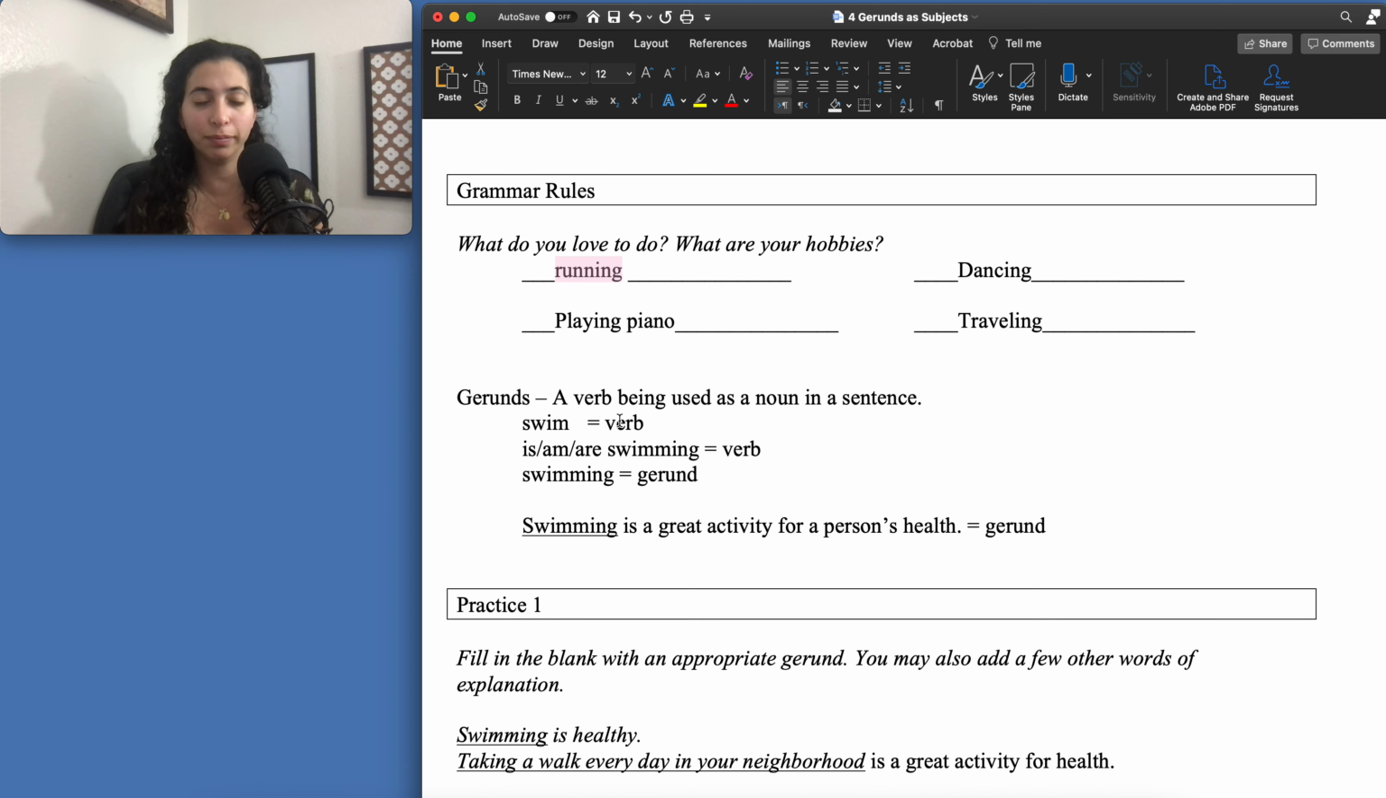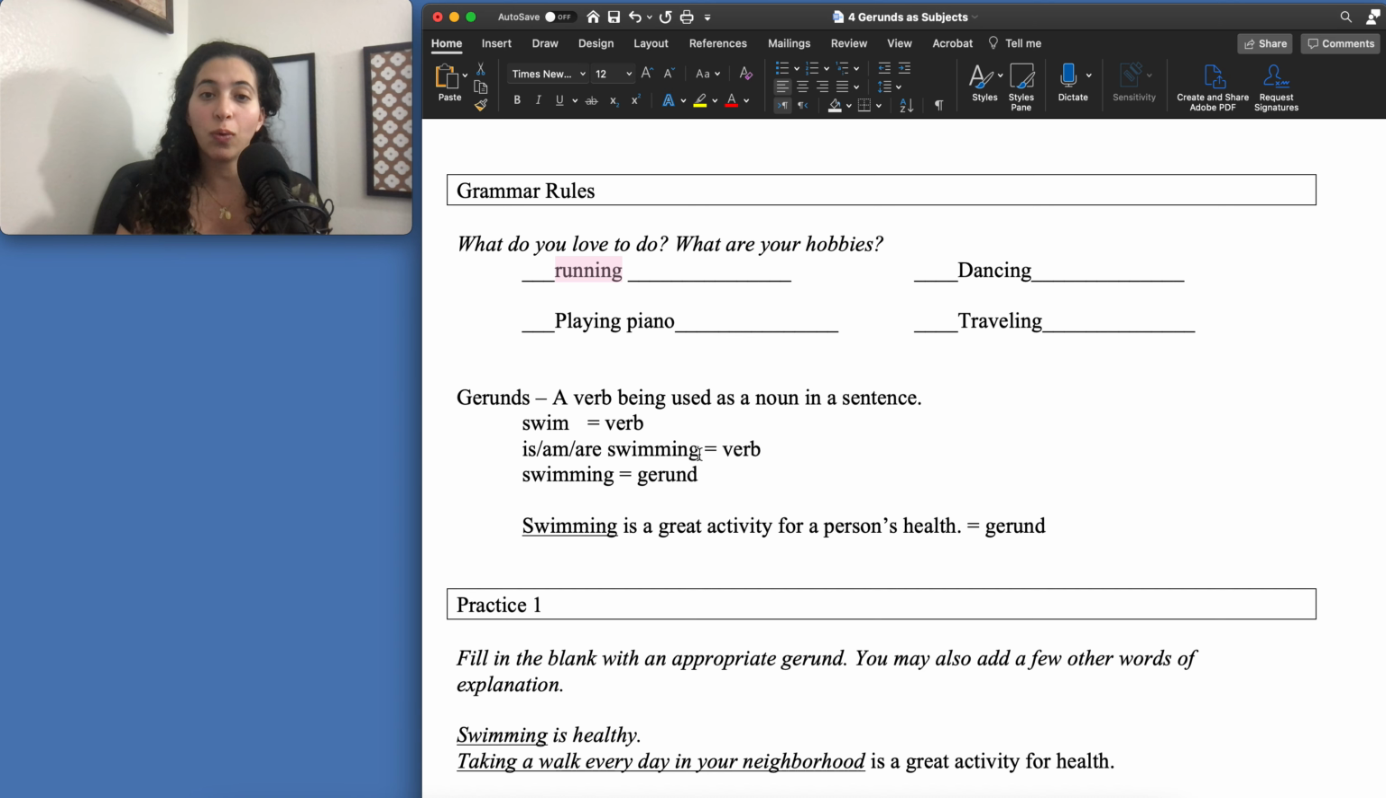So what do we know? A gerund, in this case, is a verb being used as a noun in the sentence. So swim is a verb. When we want to use swimming, we have to use ing. And when we want to use swimming as a verb, we have to use the verb to be. If we are using it as a gerund, we just use it by itself.